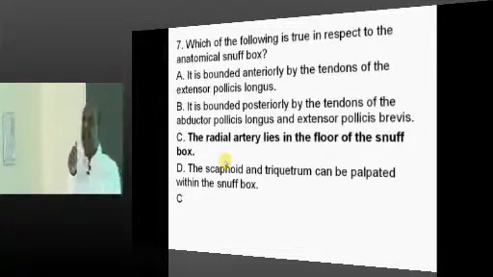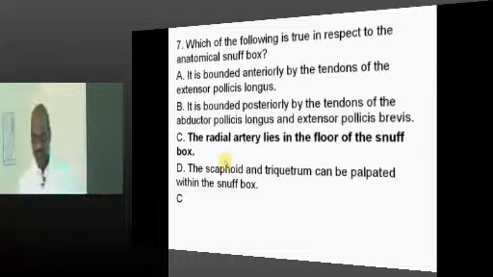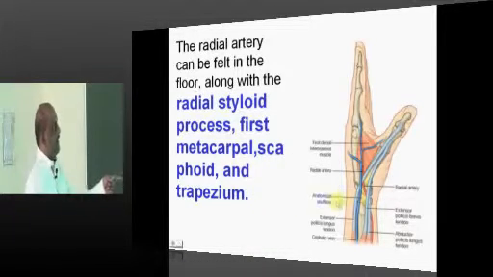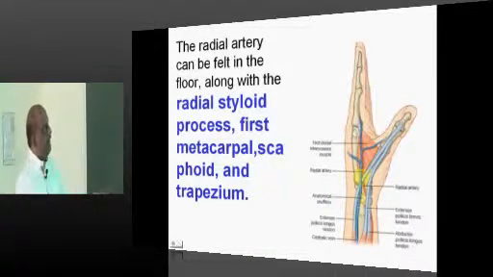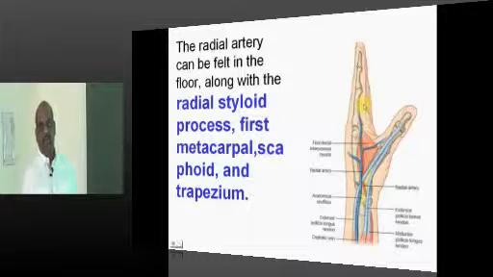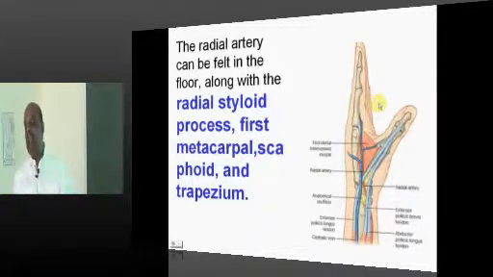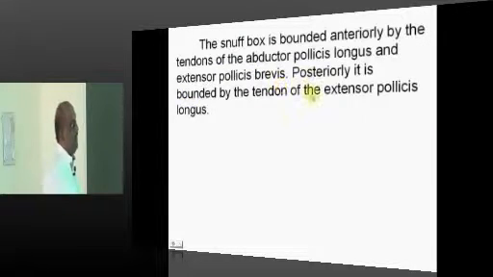Now, if you take the anatomical snuff box, what is a very important structure which you can feel pulsating in the floor of the anatomical snuff box, doctor? It is the radial artery, which can be felt passing through the floor of the anatomical snuff box is what you need to remember.